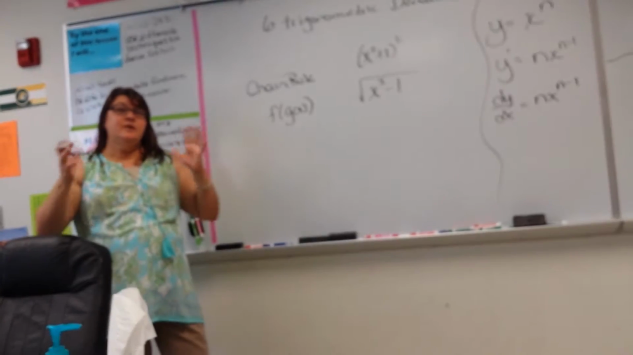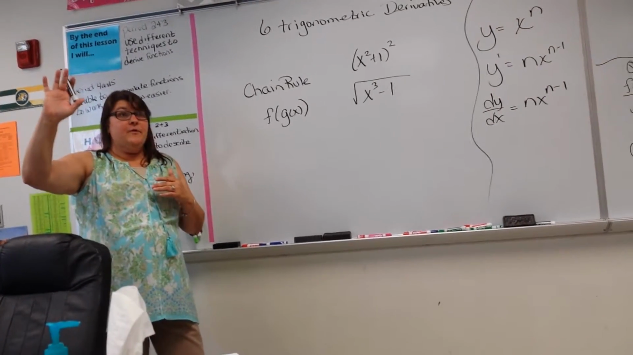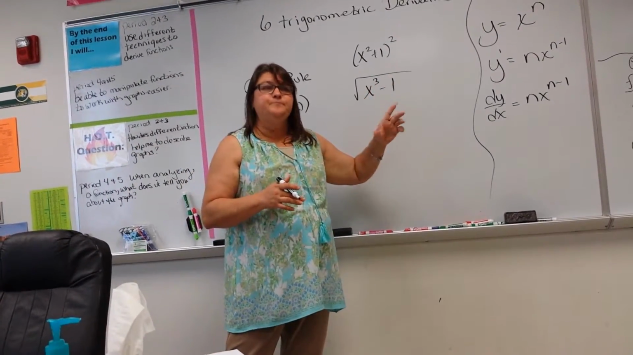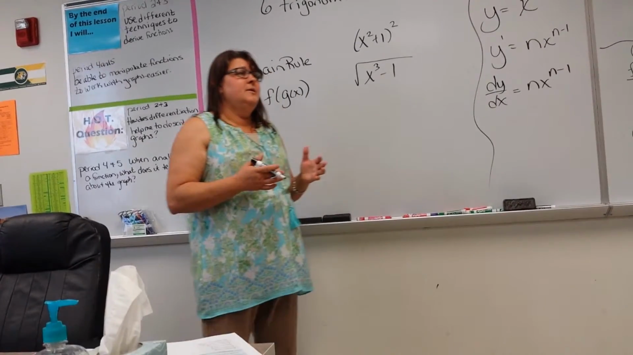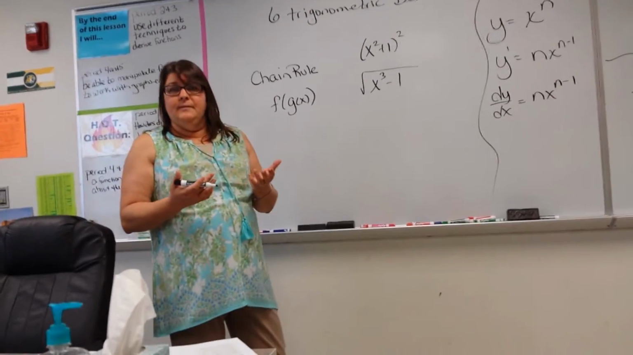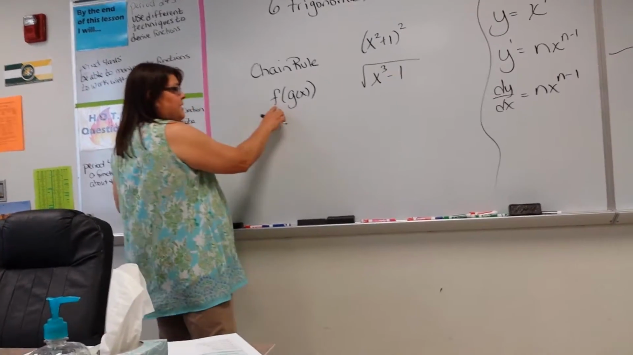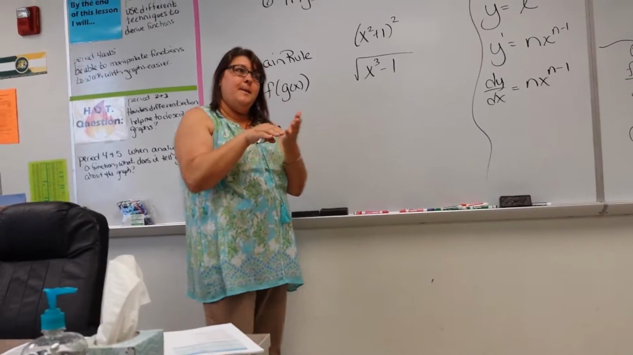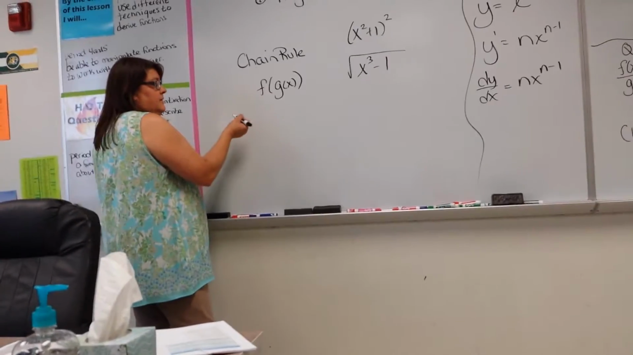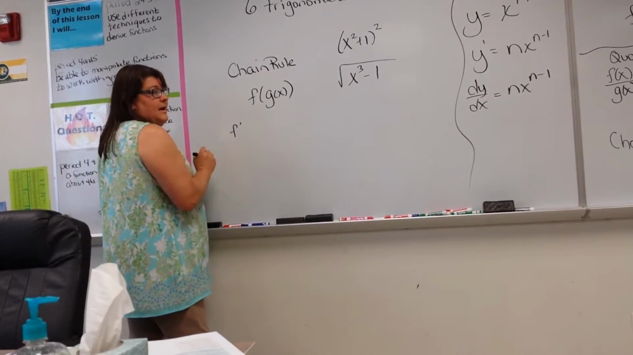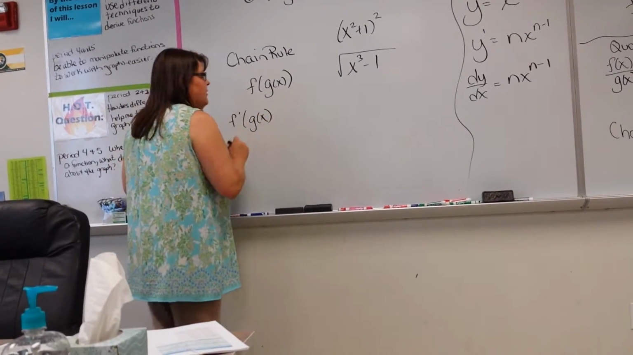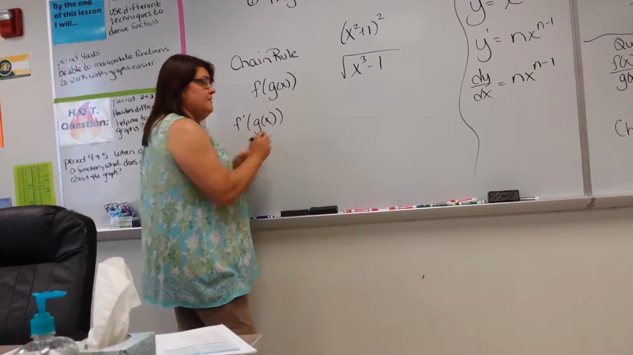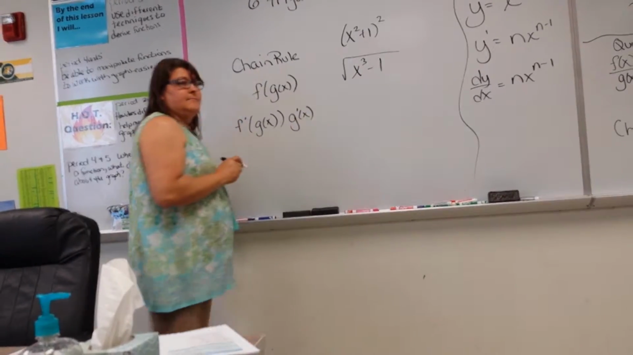Something like this. Outside shell to the one half. So what's the inside? X cubed minus 1. Is that making sense to all? So you can recognize what's the inside, what's the outside. How this works is the f of x represents the outside shell, where the inside stuff is what's inserted. So the derivative of this is going to be the derivative of the outside, leave the inside junk alone, and then times the derivative of the inside.